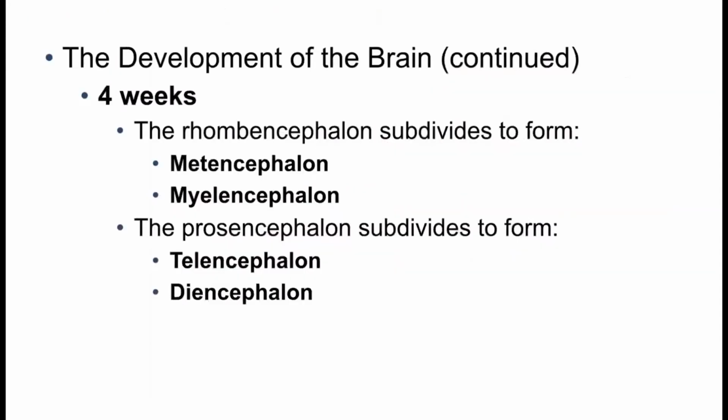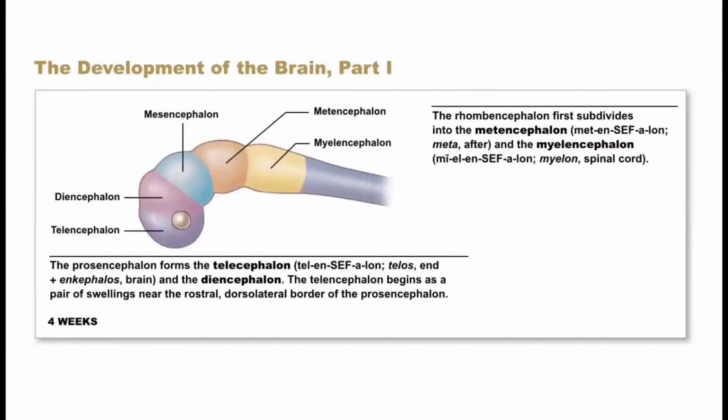So at 4 weeks, the rhombencephalon divides into the metencephalon and the myelencephalon. The prosencephalon divides into the telencephalon and the diencephalon. Remember, the mesencephalon does not divide. That forms your midbrain. So again, here's the prosencephalon, forming your diencephalon and your telencephalon. Here's your mesencephalon, which does not divide. And then your rhombencephalon forms your metencephalon and your myelencephalon and feeds into the spinal cord.